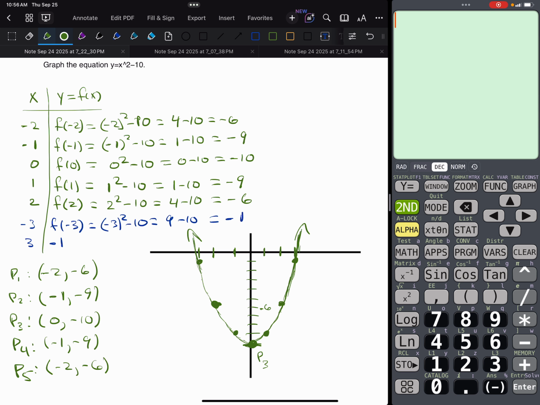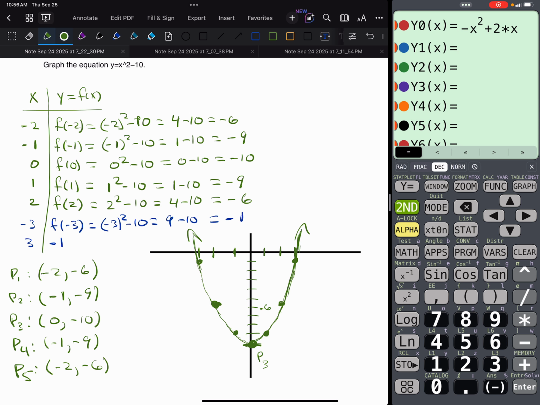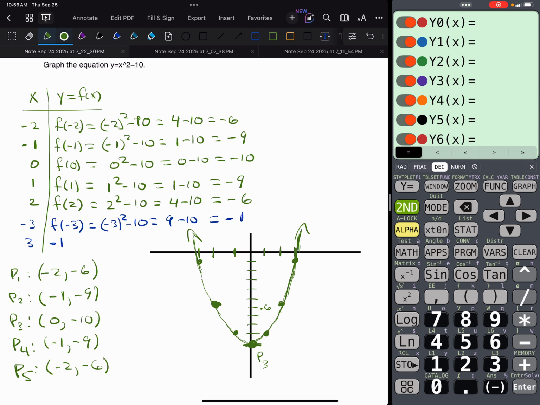Okay, now let's go to the calculator and let the machine do it, because what the machine's going to do is, rather than pick 5 points or 7 points, the machine's going to pick 100 points or 1,000 points and make the graph look a lot better, and the machine's going to be able to keep the grid a little more consistent than I was able to by hand. So I'm going to hit the y equals button, this upper left button on my calculator, and I'm going to clear out whatever function we've been doing before here.